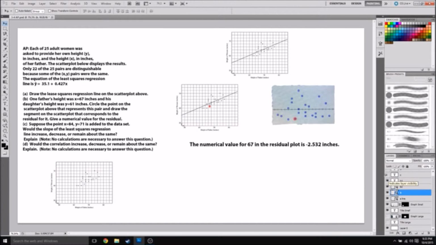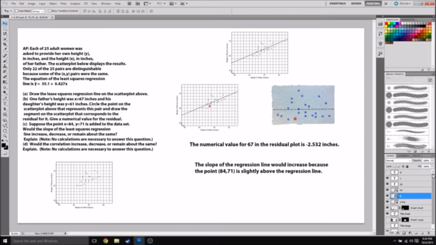And then for part C, suppose the point (84, 71) is added. Would the slope of the least squares regression line increase, decrease, or remain the same? So it would actually increase because the point is slightly above the regression line.